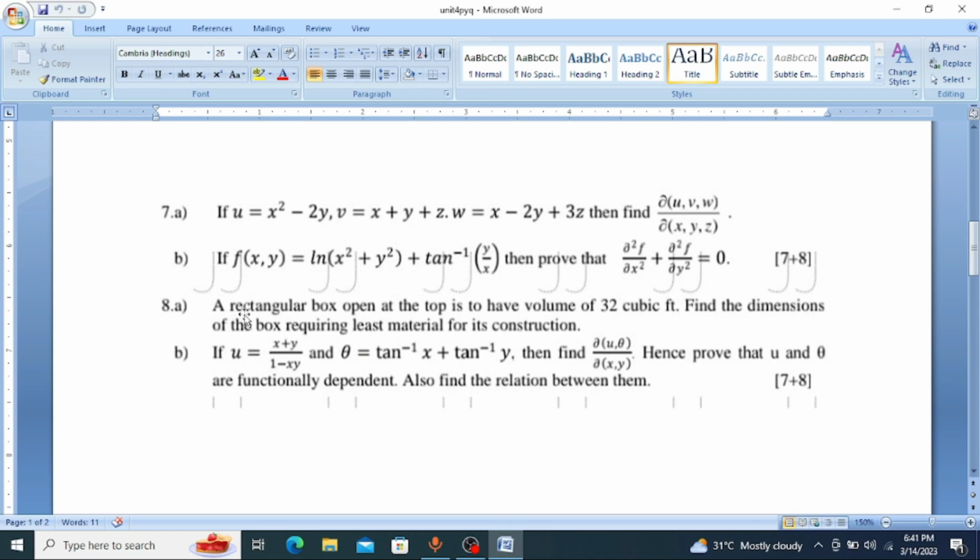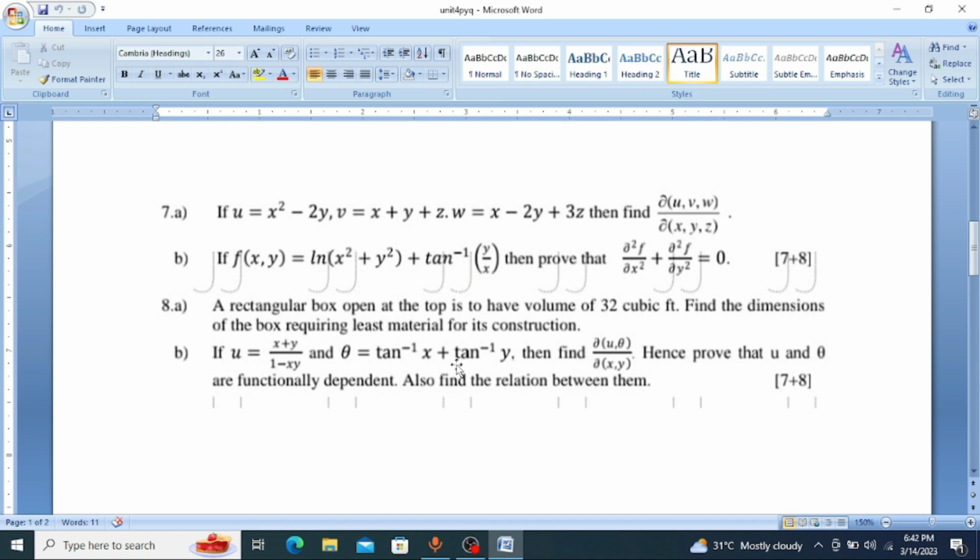And the next question: a rectangular box open at the top is to have a volume of 32 cubic feet. Find the dimensions of the box requiring least material for its construction. So the rectangular box is open at the top. So you have to take the areas of the faces of the rectangular box as xy, 2yz and 2zx. And it's having the volume of 32 cubic feet, nothing but xyz is equal to 32.